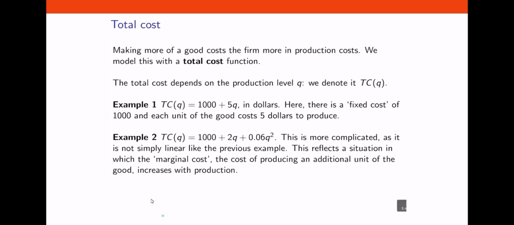Here's a more complicated example, example 2. It's more complicated because we have a quadratic rather than a linear expression for the total cost. This reflects a situation in which what we call the marginal cost, which is the cost of producing one more item, that marginal cost actually increases with production. We'll come back later to the concept of marginal cost.